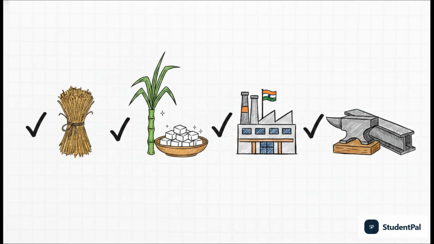And the final clue, the industry requiring iron ore, coking coal, and limestone in that strict 4 to 2 to 1 ratio, absolutely, that is the iron and steel industry, our basic industry. If you nailed these, your concepts are rock solid.